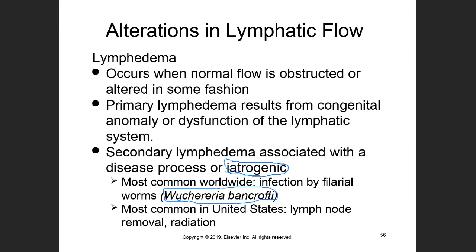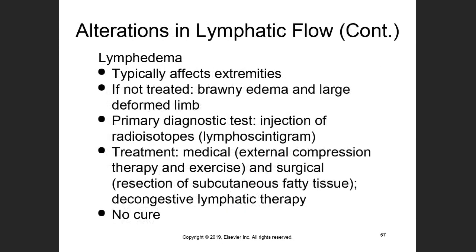Most common in the United States is lymph node removal or radiation therapy. Lymphedema typically affects an extremity; if not treated, it leads to brawny edema and a large deformed limb. Primary diagnostic test: injection of radioisotope. Treatment is medical: external compression therapy and exercise. And we finish right here with this chapter. Any questions?